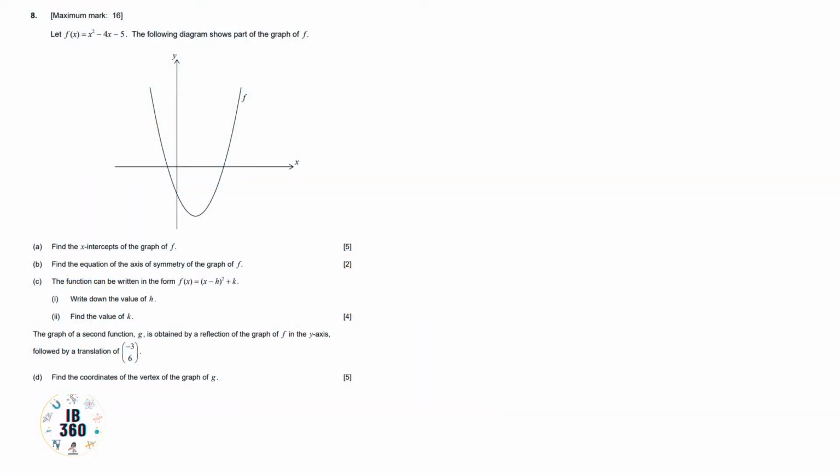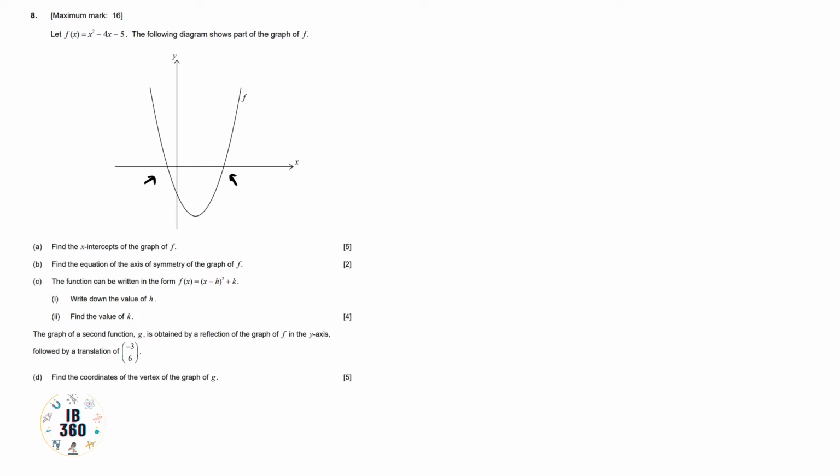So now this question: let f(x) equals x squared minus 4x minus 5. The following diagram shows part of the graph of f. Find the x-intercepts of the graph of f. So the x-intercepts are these 2 points, and basically these are the zeros of the particular polynomial.